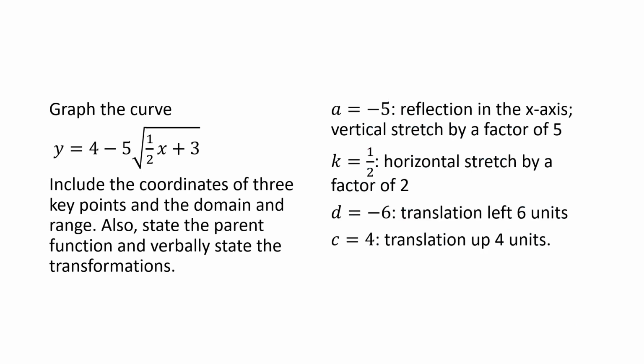Now, this question also wanted us to state the transformations. When a is negative 5, we have had a reflection in the x-axis and a vertical stretch by a factor of 5. When k is equal to a half, we've had a horizontal stretch by a factor of 2. When d is negative 6, we've had a translation left 6 units. And when c is 4, we've had a translation up 4 units.